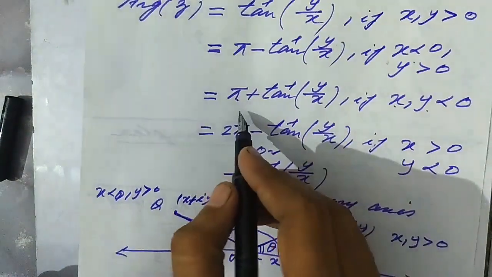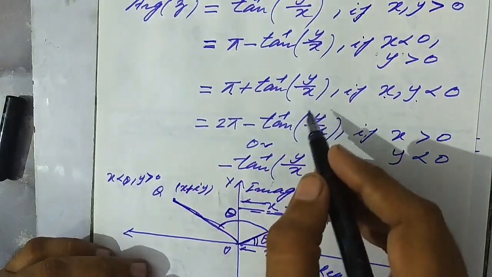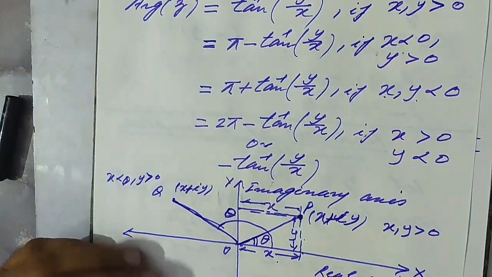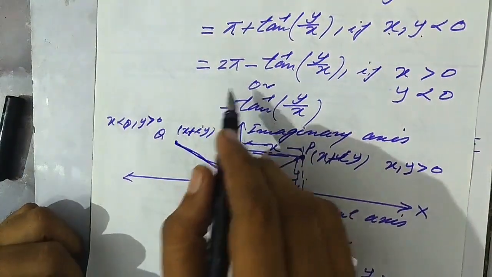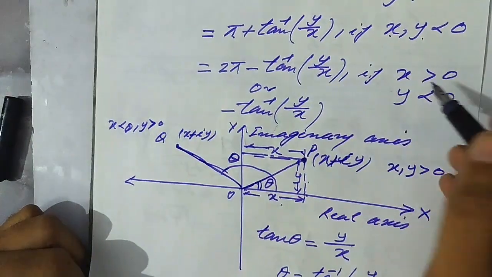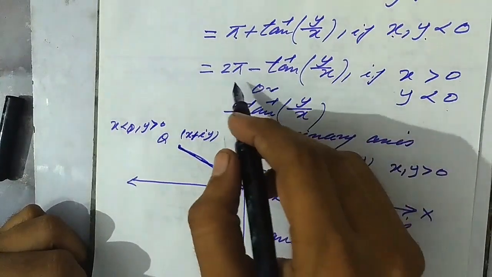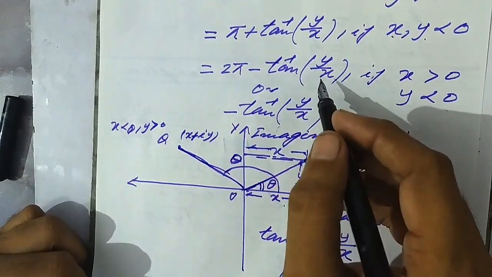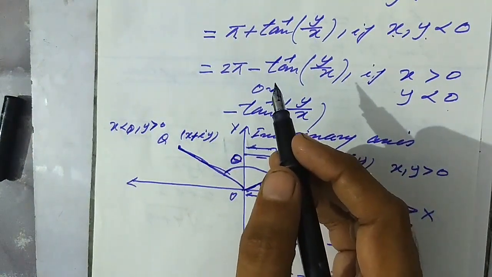It was our third condition of argument z, pi plus tan inverse y upon x if x and y both are negative. Similarly, we may understand the value of argument as 2 pi minus tan inverse y upon x when x is positive and y is negative, that is in the fourth quadrant. The case is 2 pi minus theta, and theta is tan inverse y upon x, so argument z is 2 pi minus tan inverse y upon x.